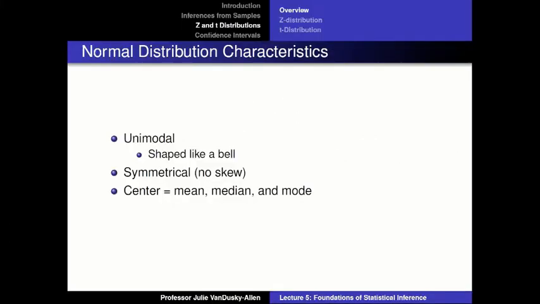Before I move on, I would like to talk a little bit more about normal distributions. Normal distributions have one mode, so they are unimodal, and they are shaped like a bell. Normal distributions are symmetrical, meaning that if you fold them in half, each half will have the exact same shape. In other words, they have no skew. In addition, the center of a normal distribution is the mean, median, and mode of that distribution.